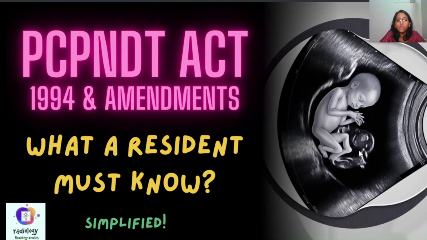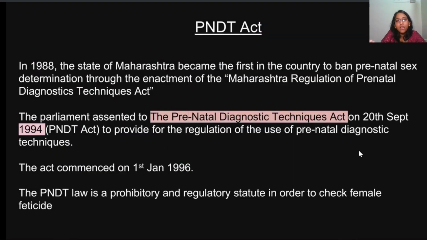It also helps you go about your day-to-day practice, and I have simplified the points from the main legislature in this video. Initially, it was known as the PNDT Act. We'll see how it came about. In 1988, the state of Maharashtra became the first in the country to ban prenatal sex determination through the enactment of the Maharashtra Regulation of Prenatal Diagnostic Test Act. So it was initially a state act.